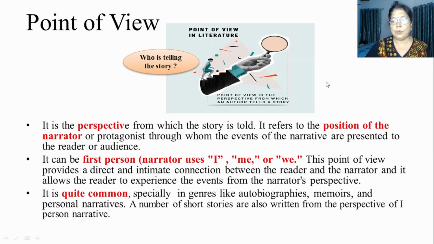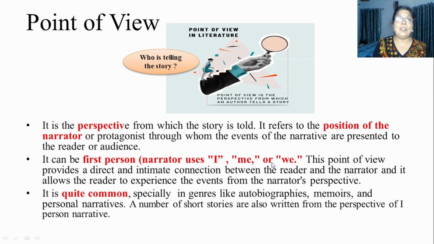So it refers to the position of the narrator or the protagonist through whom the events of the narrative are presented to the reader or the audience. So we understand the story from the perspective of the person who is narrating the story. It can be the first person, for which the narrator uses I. It means the person with whom the things have happened himself is telling the story, and that is why pronouns like I, me or we are used. This point of view provides a direct and intimate connection between the reader and the narrator.